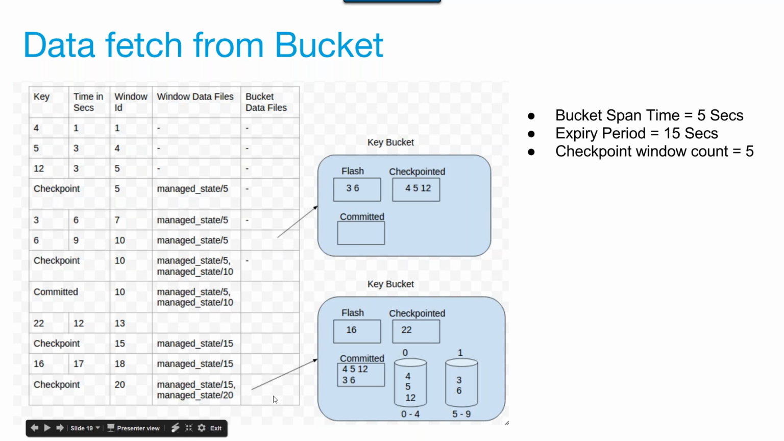Let's look at the last one. At this point, 16 is in the flash memory and 22 is in the checkpointed segment. 4, 5, 12, 3, 6 are in the committed segment. In the same way, 4, 5, 12 are in time bucket 0 and 3, 6 are in time bucket 1. This is the state of the key bucket.